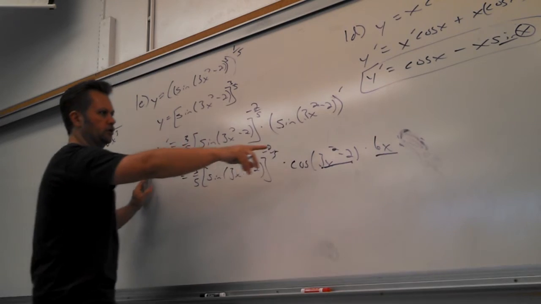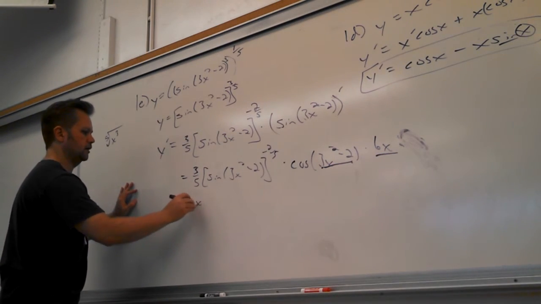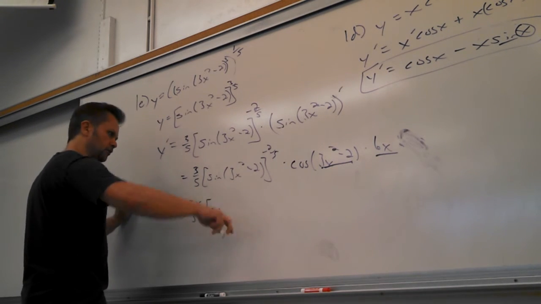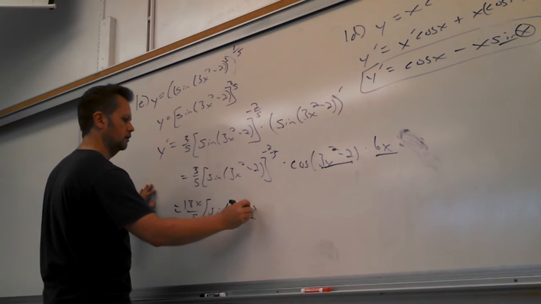Now, of course, to clean this up a little bit, I just pull the 6x out front with this, and it'll be 18x over 5 times sine. I could pull this down, but it doesn't really matter. Oh, I see. Okay, nice.